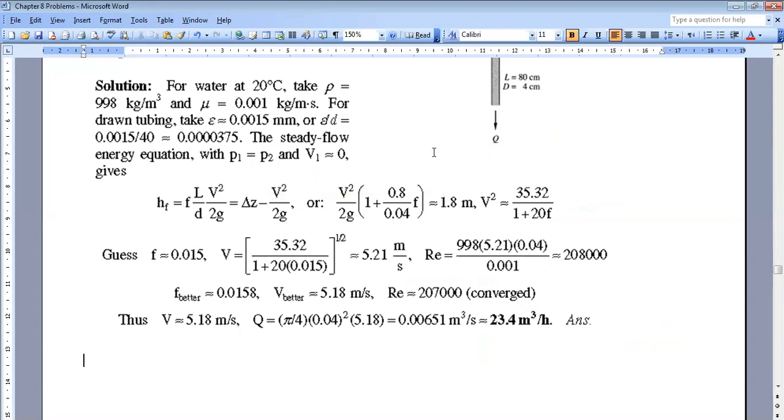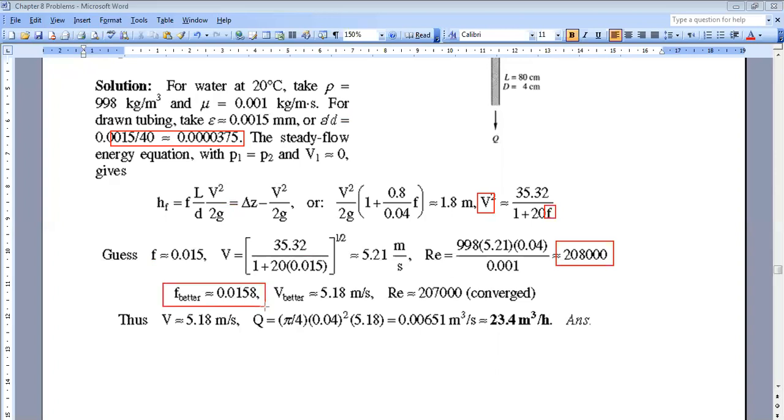So if I guess f, I can find what here? I can find velocity. And once I have velocity, I can find Reynolds. Okay. Now I have two inputs: I have Reynolds and epsilon over d, which is known already. But now I go to the Moody chart. I find the new f.